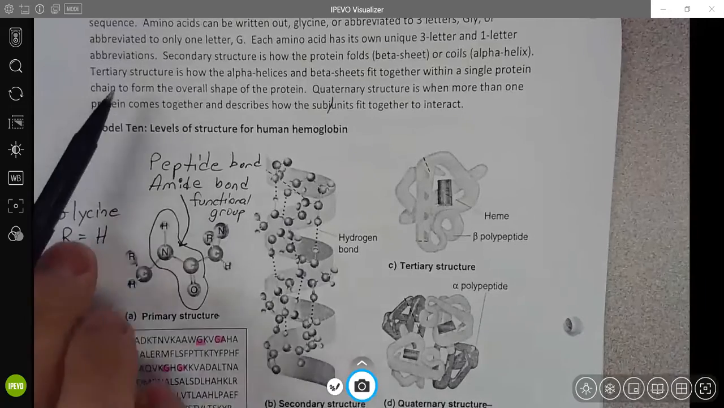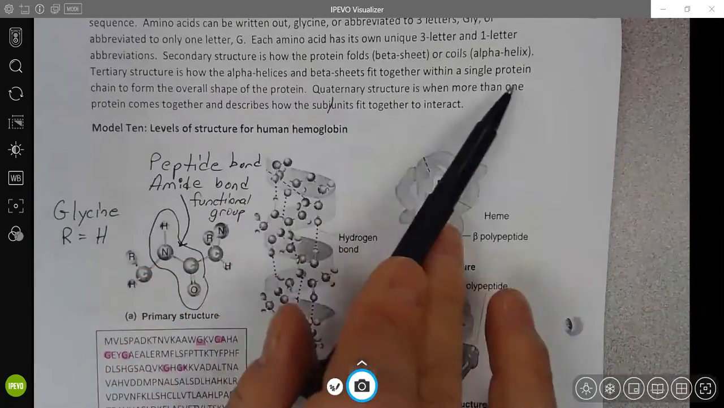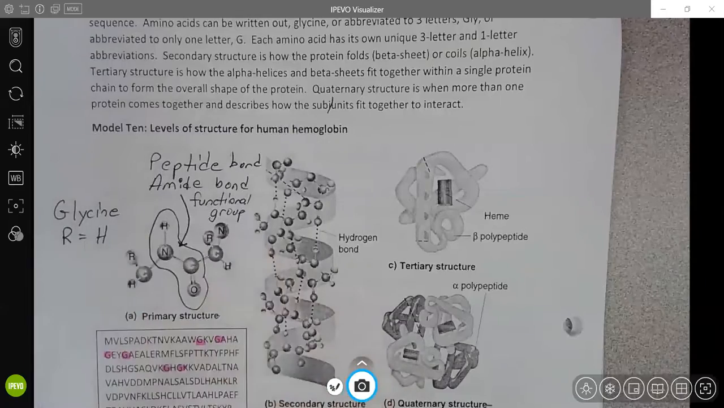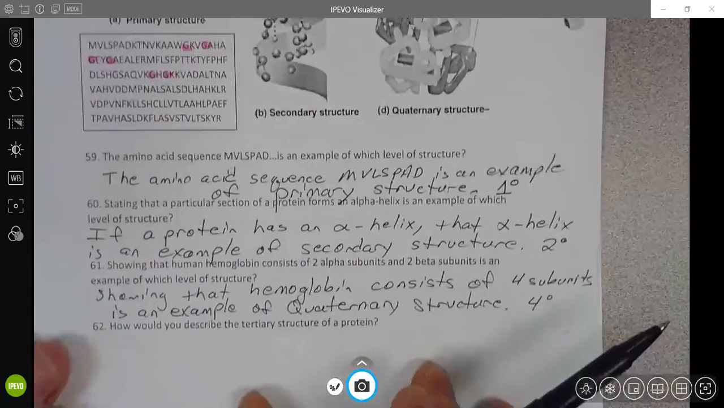So tertiary is how the alpha helices and beta sheets fit together to form the overall shape of the protein. That's my definition for it. How could you kind of reword that?